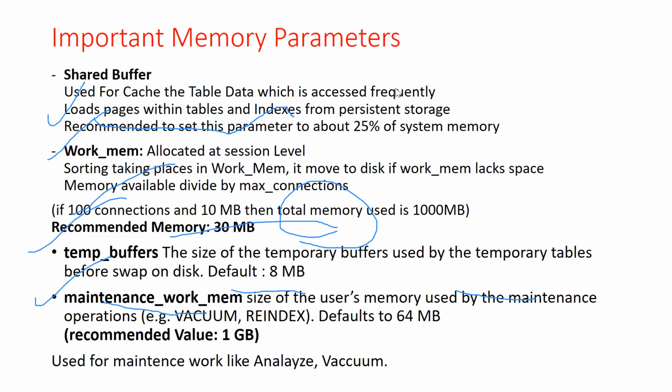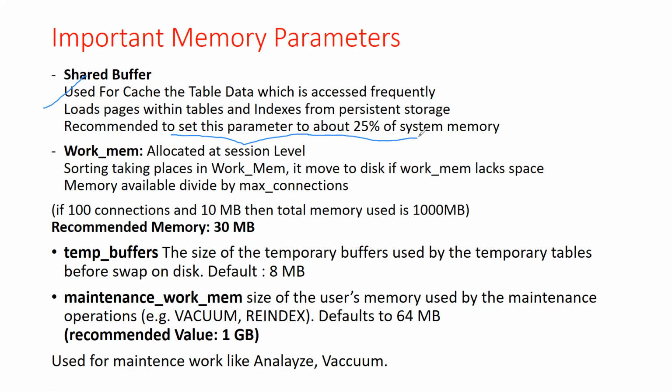Let me clear this. Some important memory parameters. Shared buffer is the main memory parameter for caching of tables. It is recommended to set this parameter to about 25% of the system memory. So what Postgres recommends is 25% of the system memory in the shared buffer. If it is 1 GB, you can put 250 MB, but this is just a standard. You can put it at 80% of your system memory as well.